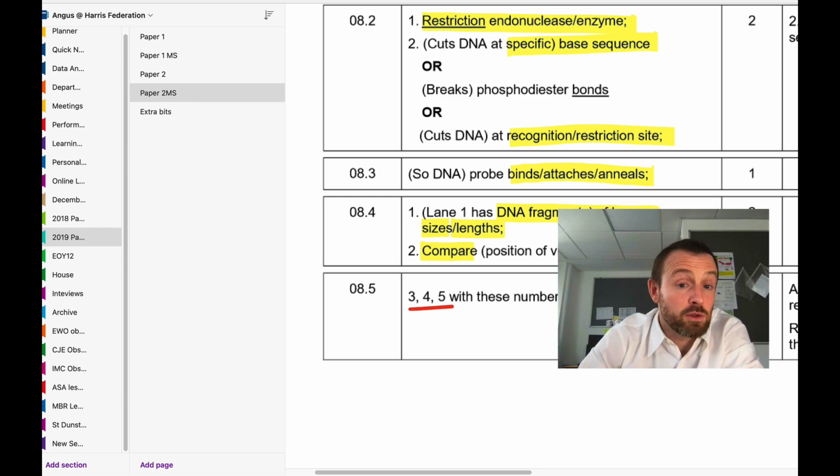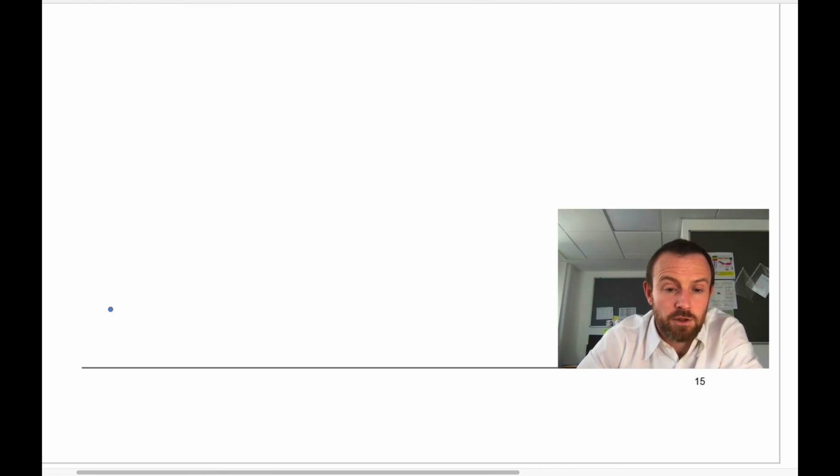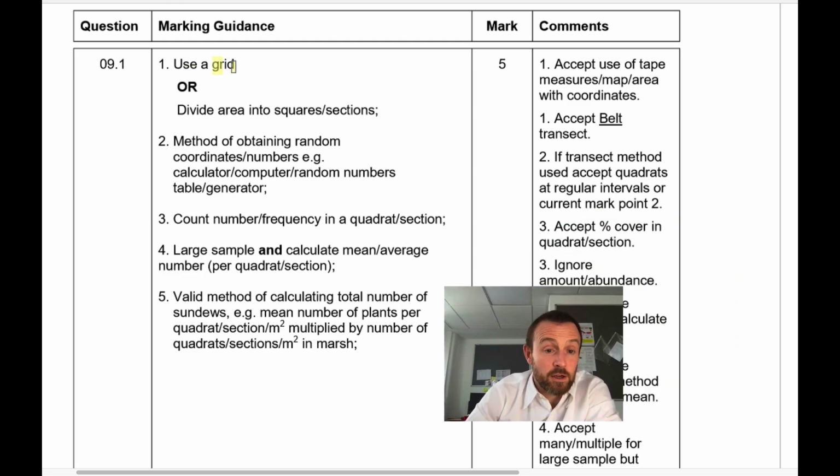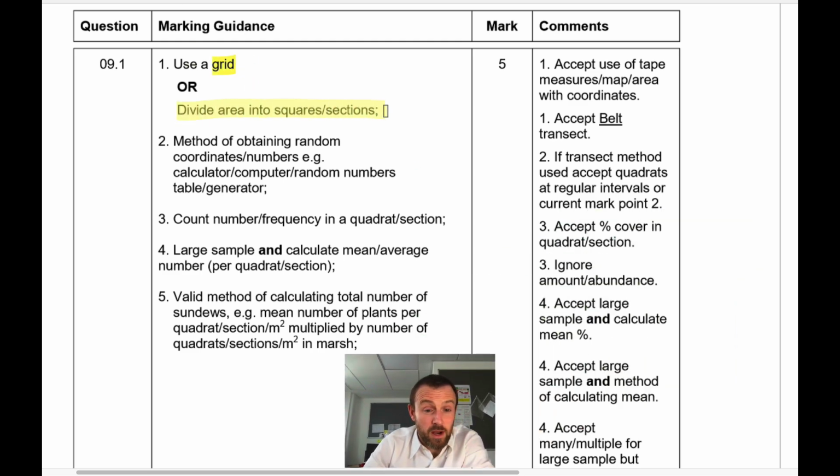Let's look at how you describe it, using the right language. Use a grid or divide the area into squares or sections. Method of obtaining random coordinates. For example, random number generator is the easiest one to remember. Count the number of sundews in a quadrat. I'm not sure if I emphasize this enough. Make sure that your sample is large and calculate the mean or average. I did say calculate the mean, but it has to be a large sample size.